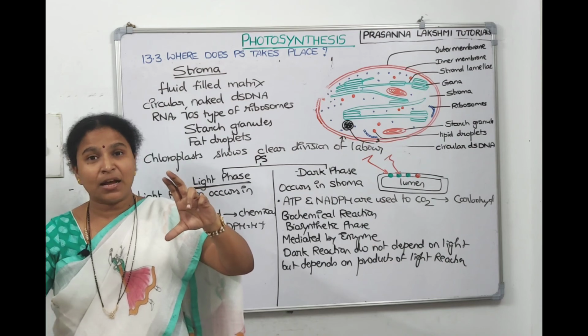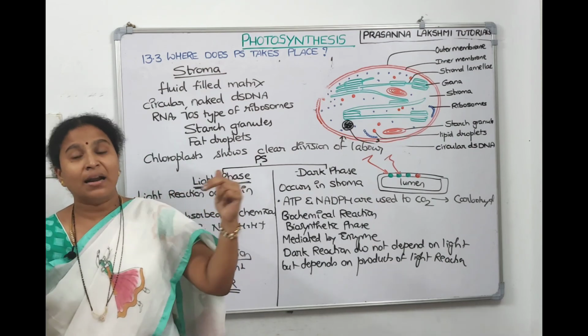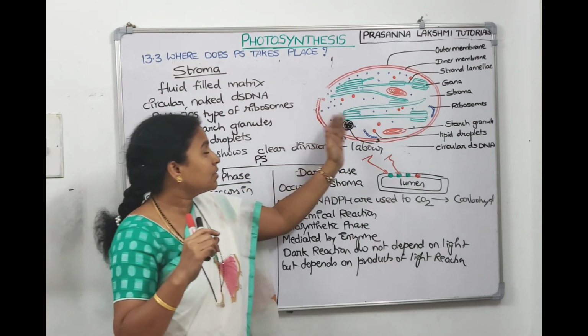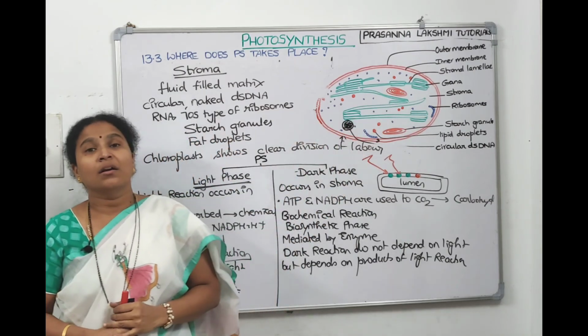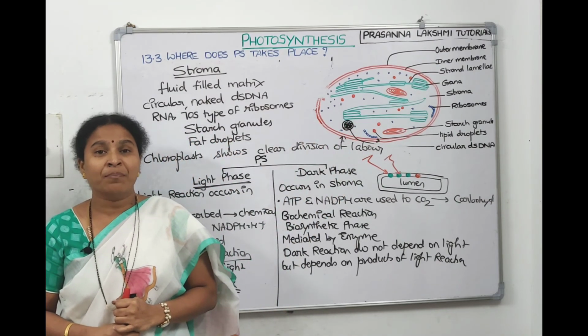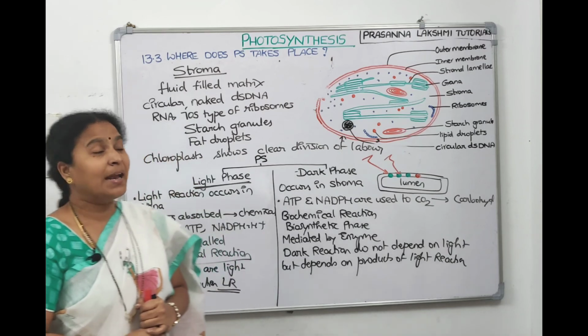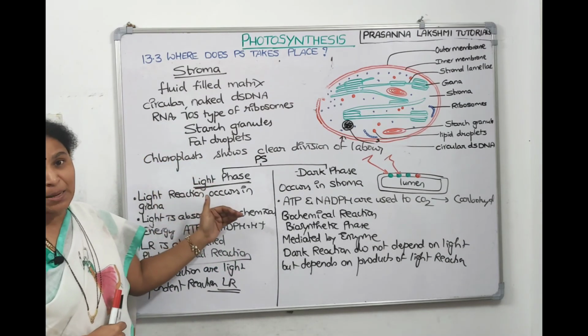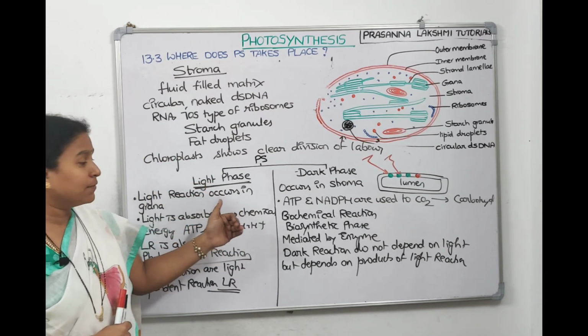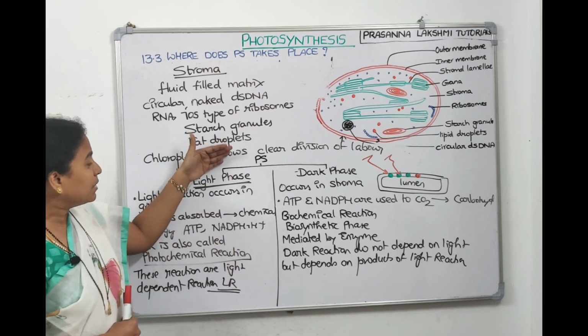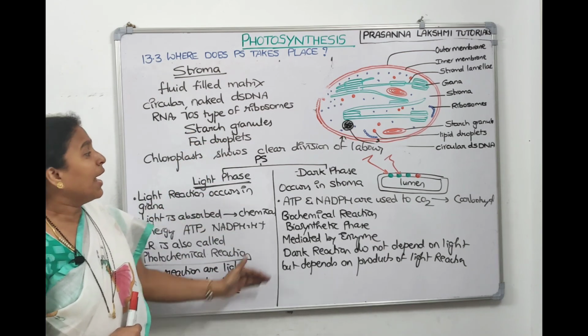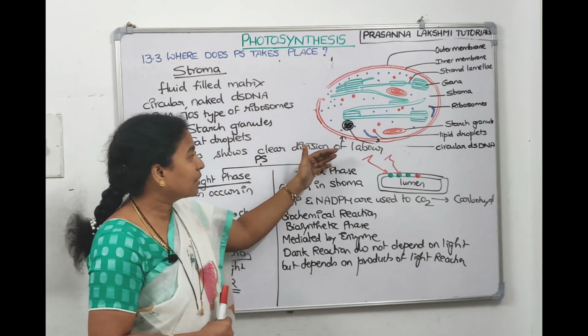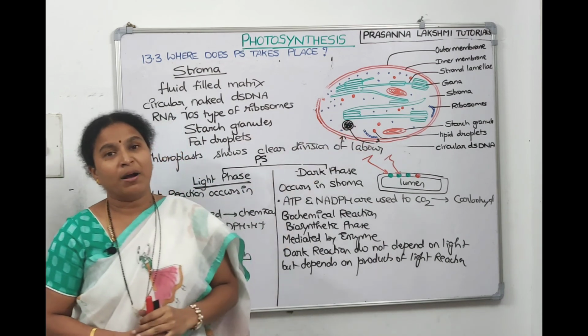One grana is connected to the other grana by stroma lamellae, and the fluid filled space is called what? Stroma. Where will the light reaction happen? Light reaction means where sunlight energy, solar energy, is converted to ATP and NADPH. It happens in the grana, right? And where does the dark reaction happen? Dark reactions happen in the stroma, right?